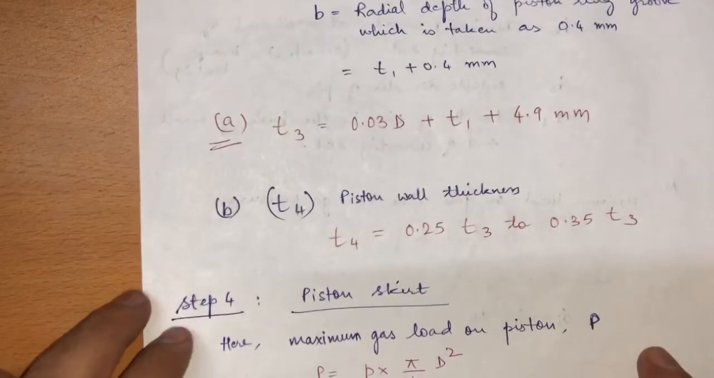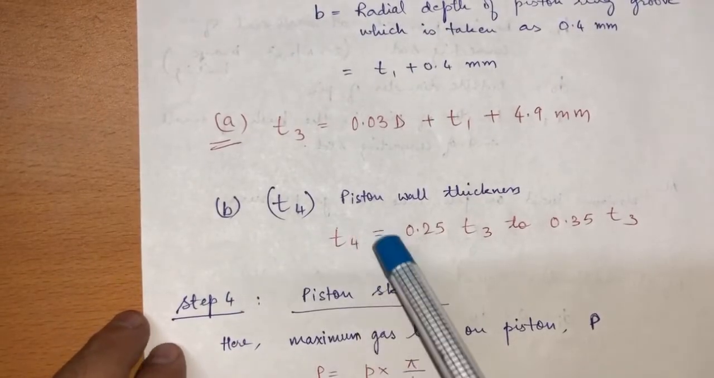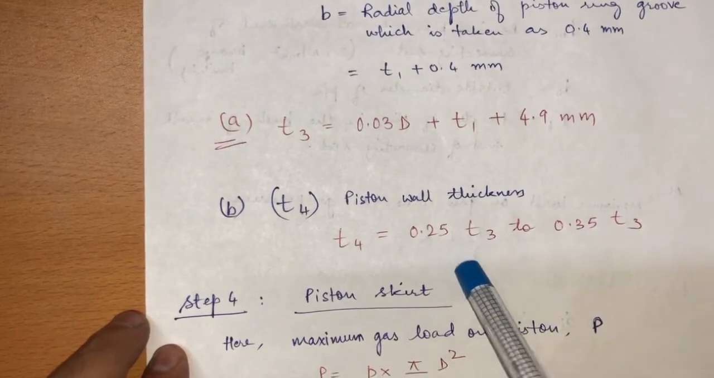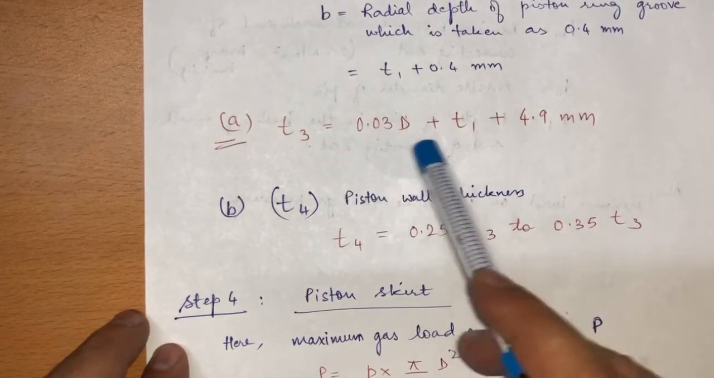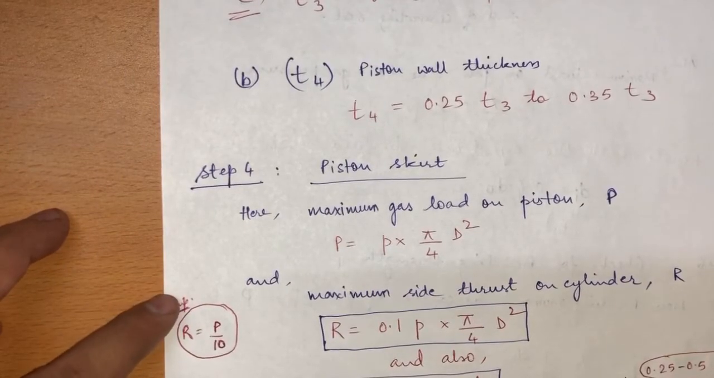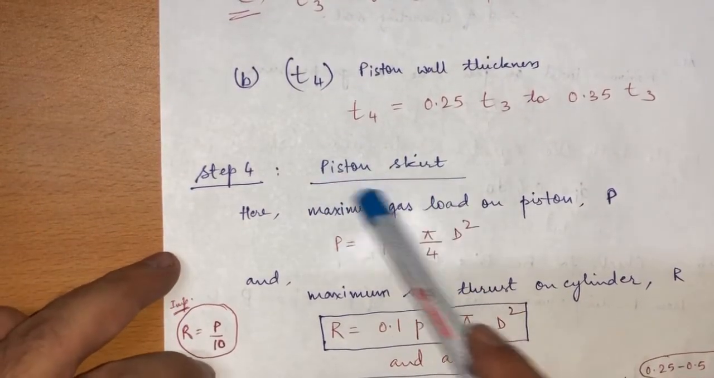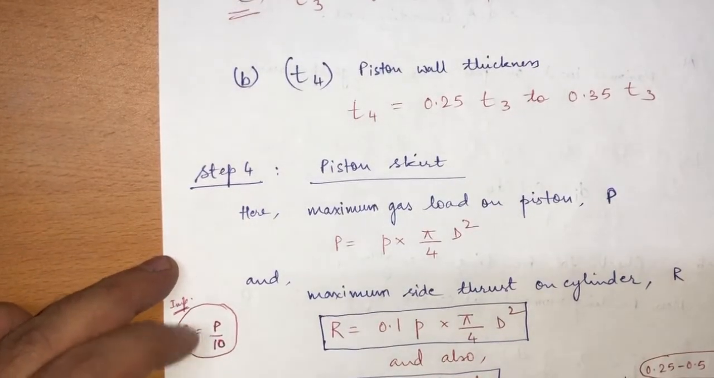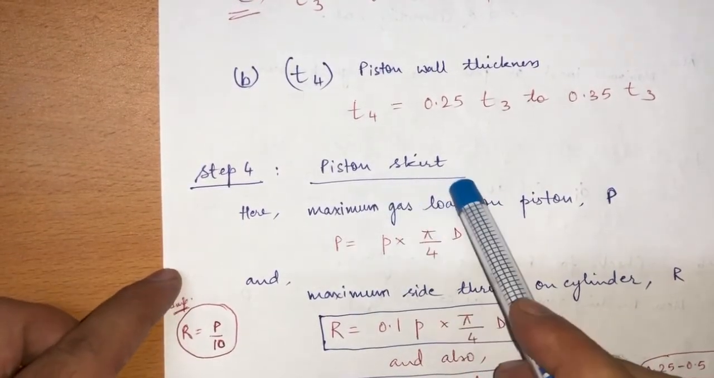Moving forward, next is to find T4, which is piston wall thickness, and T4 has a relationship with T3, which can be formed from this formula. Last step amongst the parts which we discussed is to find out the piston skirt length, and then we can find out about the piston pin. Piston skirt is the last part.